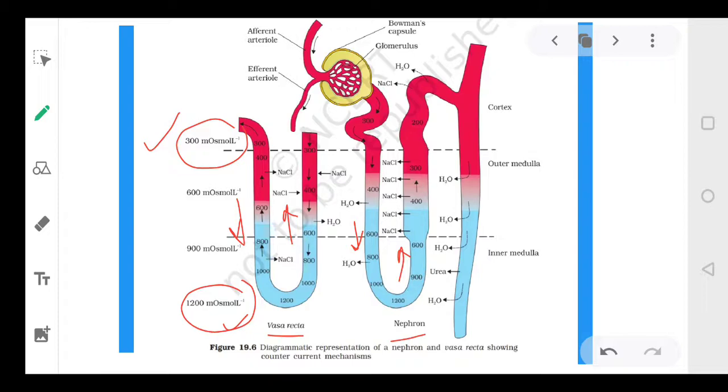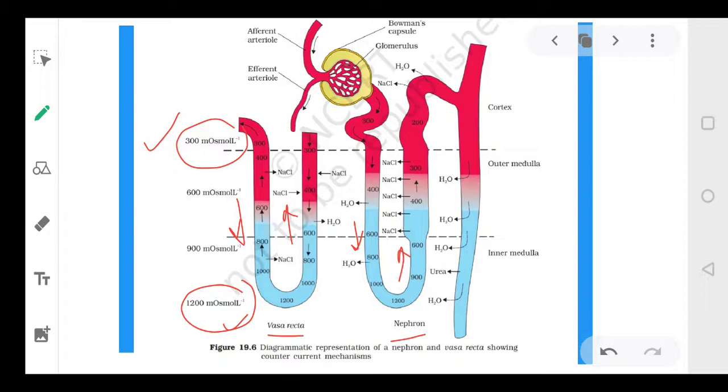और ये osmoregularity किस वजह से मेंटेन है? क्योंकि दोनों ही लूप्स में जो है मूवमेंट फ्लूइड की अपोजिट है. ठीक है, दोनों वासा रेक्टा में भी और नेफ्रॉन में the movement of the fluid is in opposite direction. ठीक है, क्लियर है?